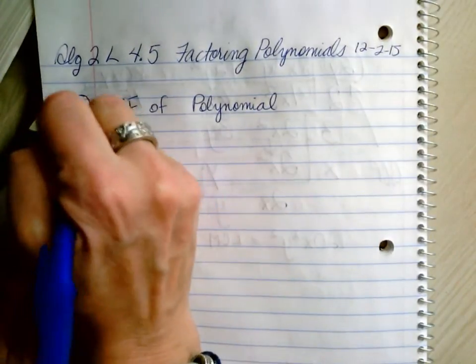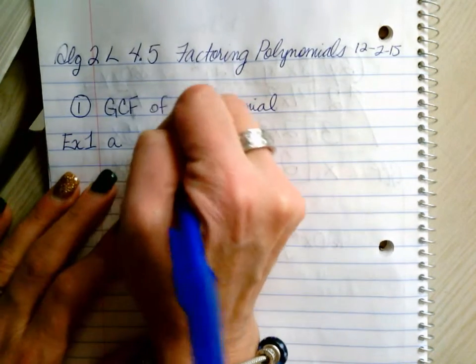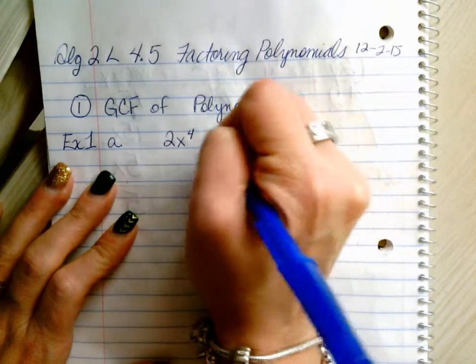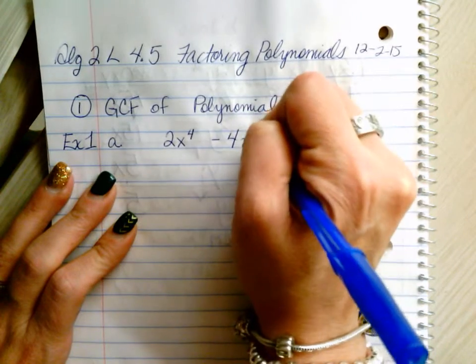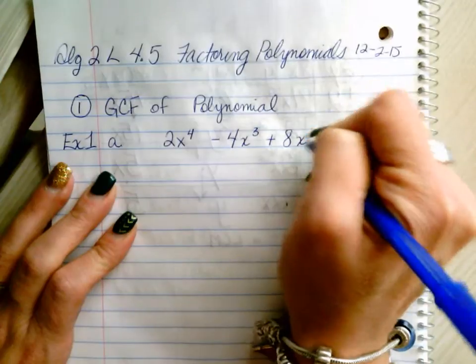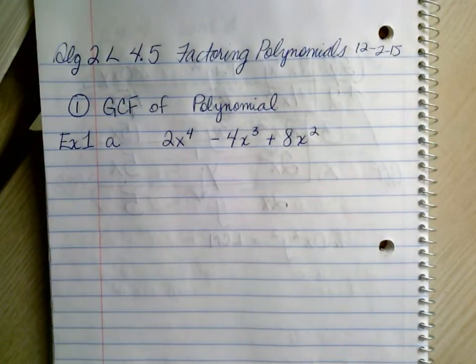Example 1, and we're going to do A. 2x to the 4th minus 4x cubed plus 8x squared. This is why I like that other little technique of dividing out what they all share, because dividing out what they all share, in essence, brings you to factoring.